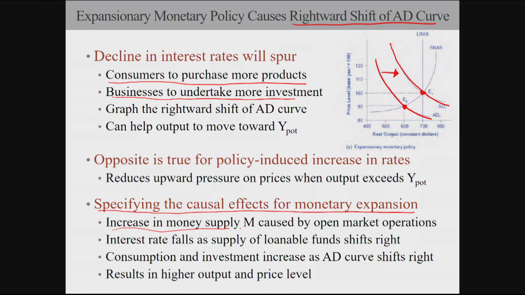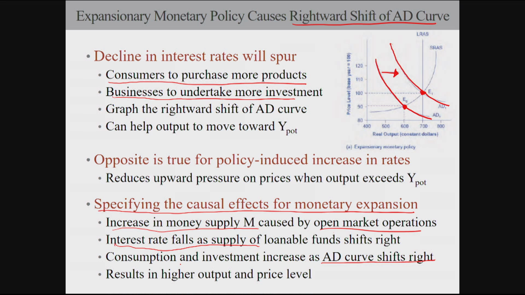So you can think about the causal effects of a monetary expansion. There's an increase in the money supply. So when the Fed bought that government bond from that bank, the bank went out and made loans. As we saw earlier, that's going to increase the money supply through a multiplier effect through these open market operations. The interest rate falls as the supply of loanable funds shifts to the right, and consumption and investment increase as the aggregate demand curve shifts to the right.